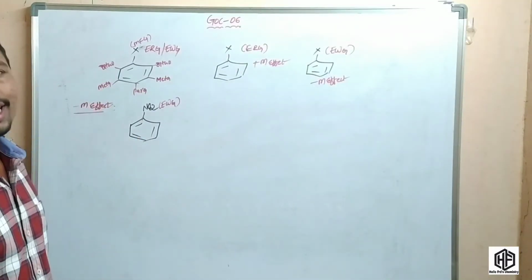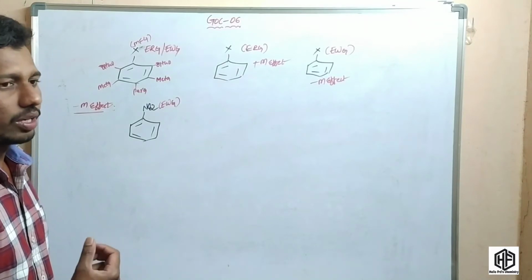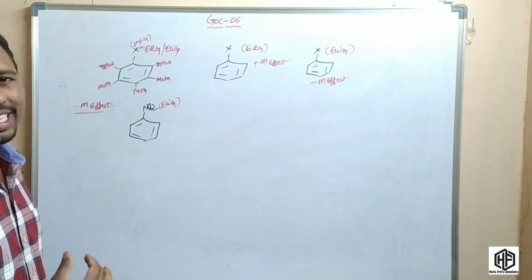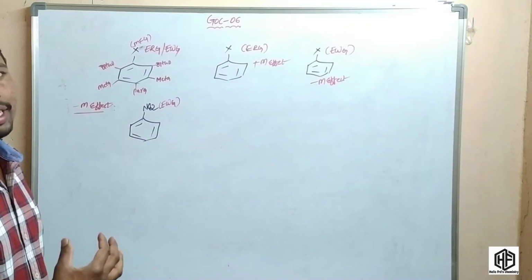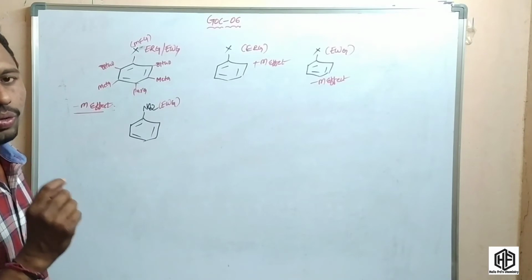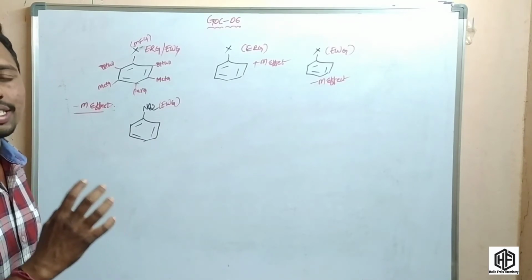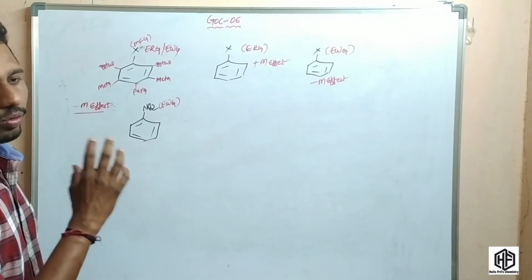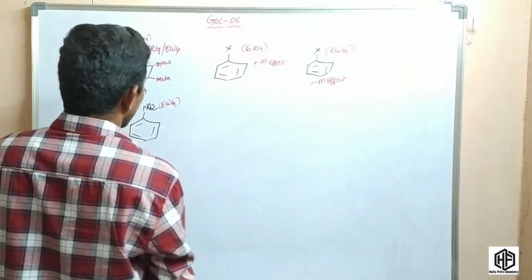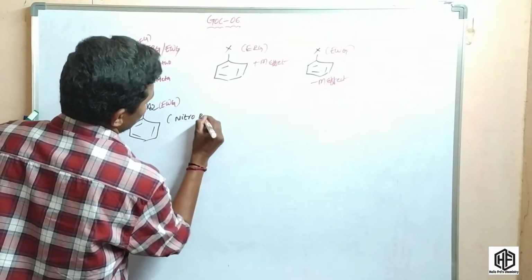Which position has more electron density in the benzene ring, and which position has less electron density? That can be decided based on the resonating structures of the benzene ring connected with an electron withdrawing group. Now we are going to discuss the resonating structures of the benzene ring connected with NO2. This is called nitrobenzene. What is the name of the compound? Nitrobenzene.